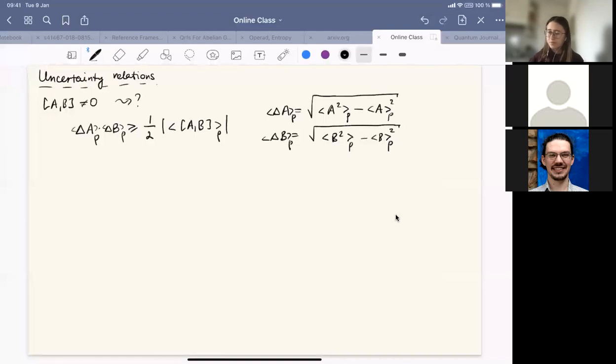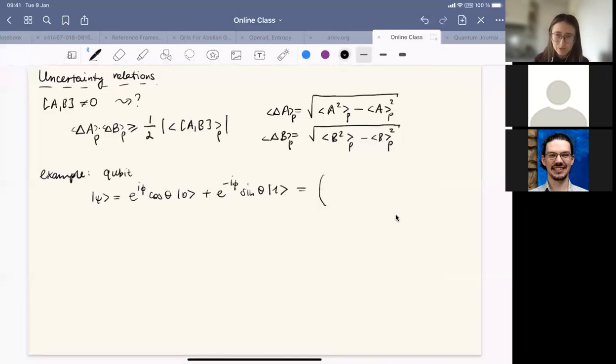Okay, so we'll first just see an example of how this relation plays out. For this, we'll just consider a qubit which is in a state psi, which can be expressed as e to the power i phi cosine theta |0> plus e to the power minus i phi sine theta |1>. In vector form, this is just the vector e to the power i phi cosine theta, e to the power minus i phi sine theta.